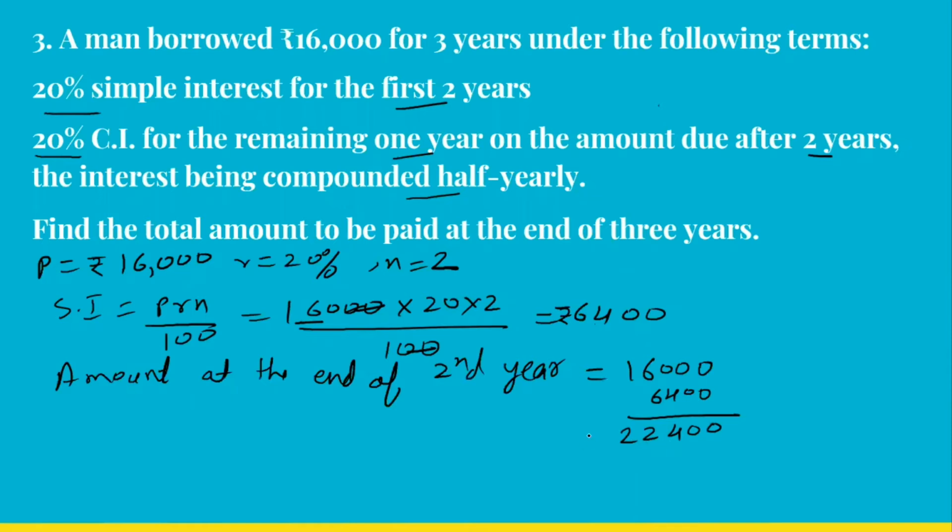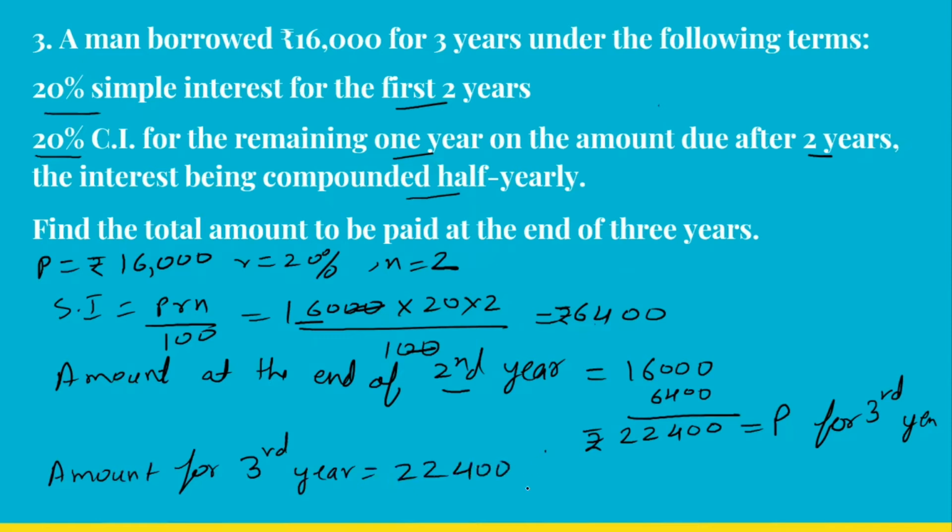22,400. This amount at the end of the second year is going to be the principal for the third year. Got it? Now we know the principal for the third year. We will now be calculating the total amount to be paid at the end of the third year. So we find the amount for the third year, and that is half yearly. So the amount at the end of the third year is going to be P, that is principal.